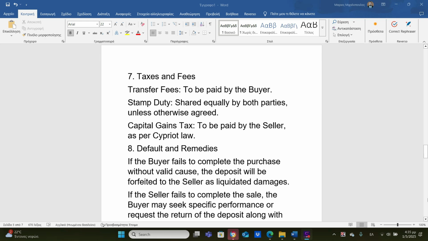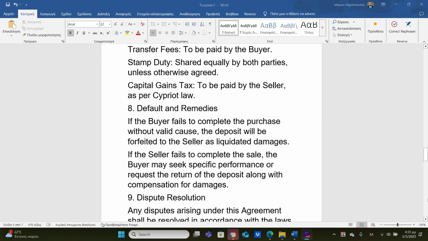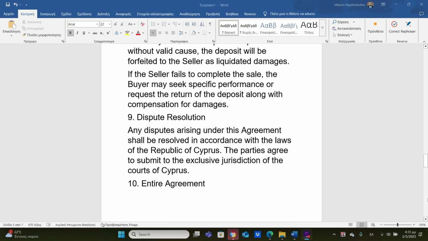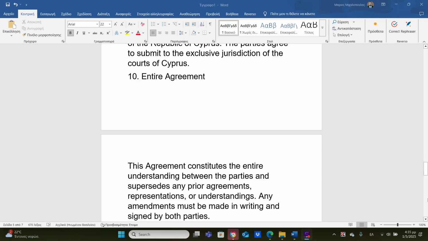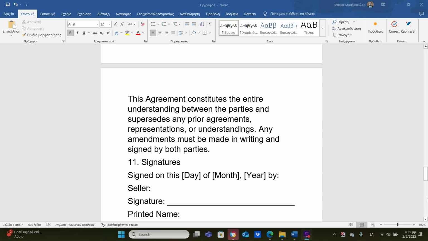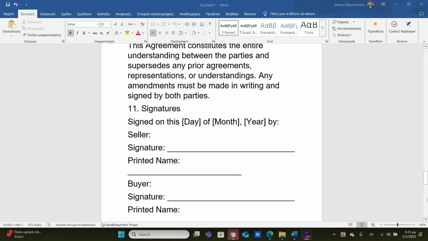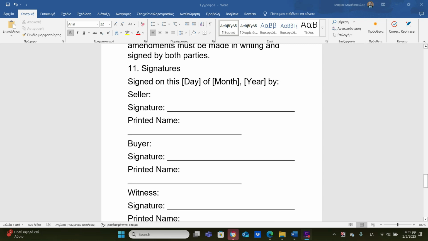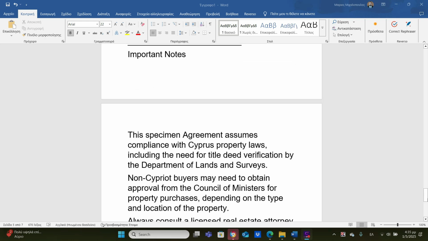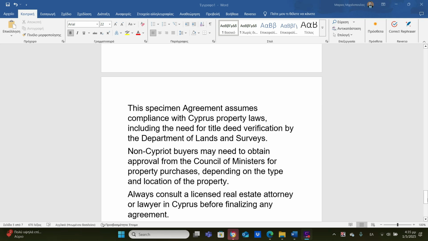Prorated costs. Costs such as property taxes, homeowner association fees, or utilities may be prorated between the buyer and seller based on the closing date. Conflict resolution. The agreement may include provisions for resolving disputes, such as mediation or arbitration. Signatures. Both parties must sign the agreement, and in some cases, a witness or notary may also be required.